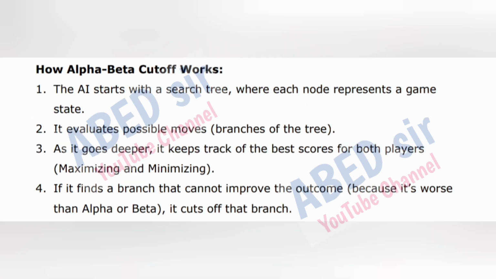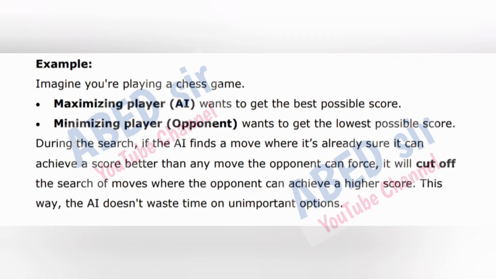How alpha-beta cutoff works? 1. The AI starts with a search tree, where each node represents a game state. 2. It evaluates possible moves, branches of the tree. 3. As it goes deeper, it keeps track of the best scores for both players, maximizing and minimizing. 4. If it finds a branch that cannot improve the outcome, because it's worse than alpha or beta, it cuts off that branch.